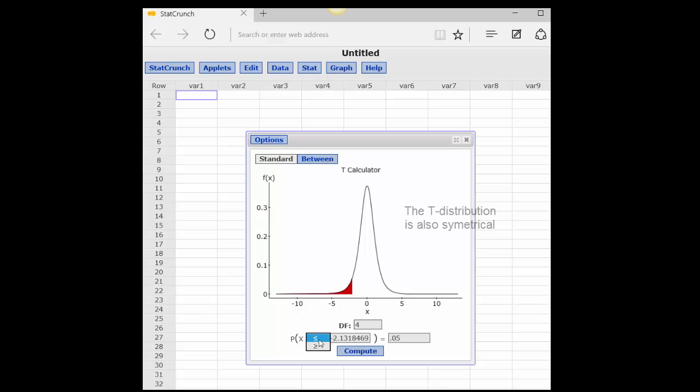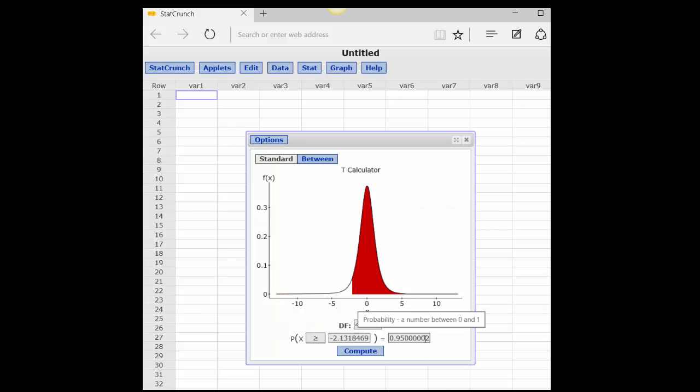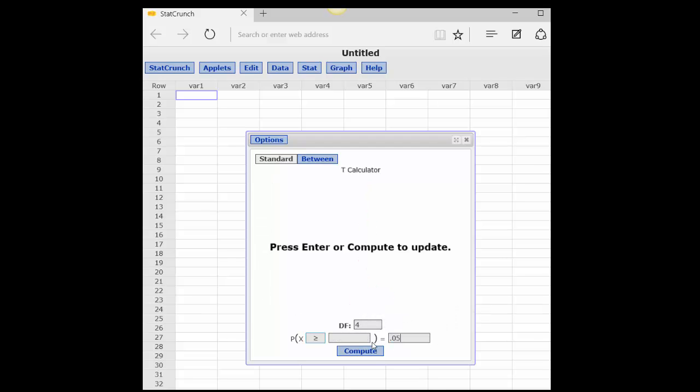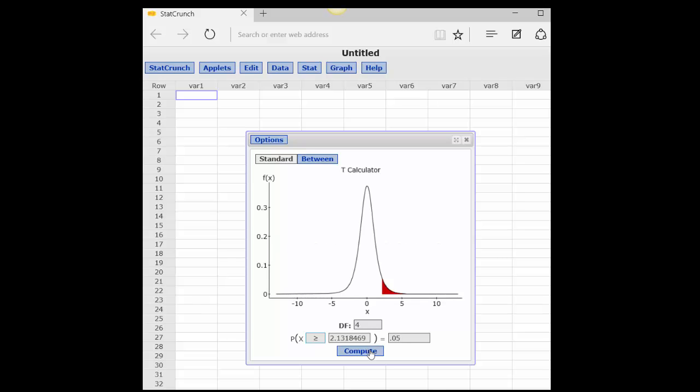If we want a right hand test, we know it'll be 95, but I'm going to just for fun put that in there again and recompute, and we've got positive 2.132. Pretty straightforward.